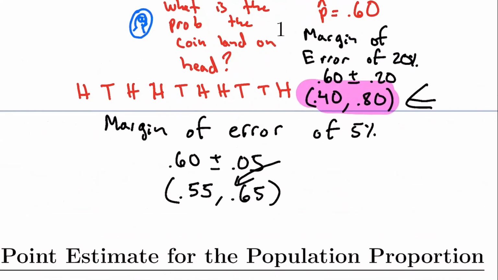pretty much it could be anywhere from 0.40 all the way to 0.80, versus this one. If you look at it, since it has a smaller range, because we gave it a smaller margin of error, you're going to be less confident in that one, because it's from 0.55 to 0.65. So yeah, it's the inverse.